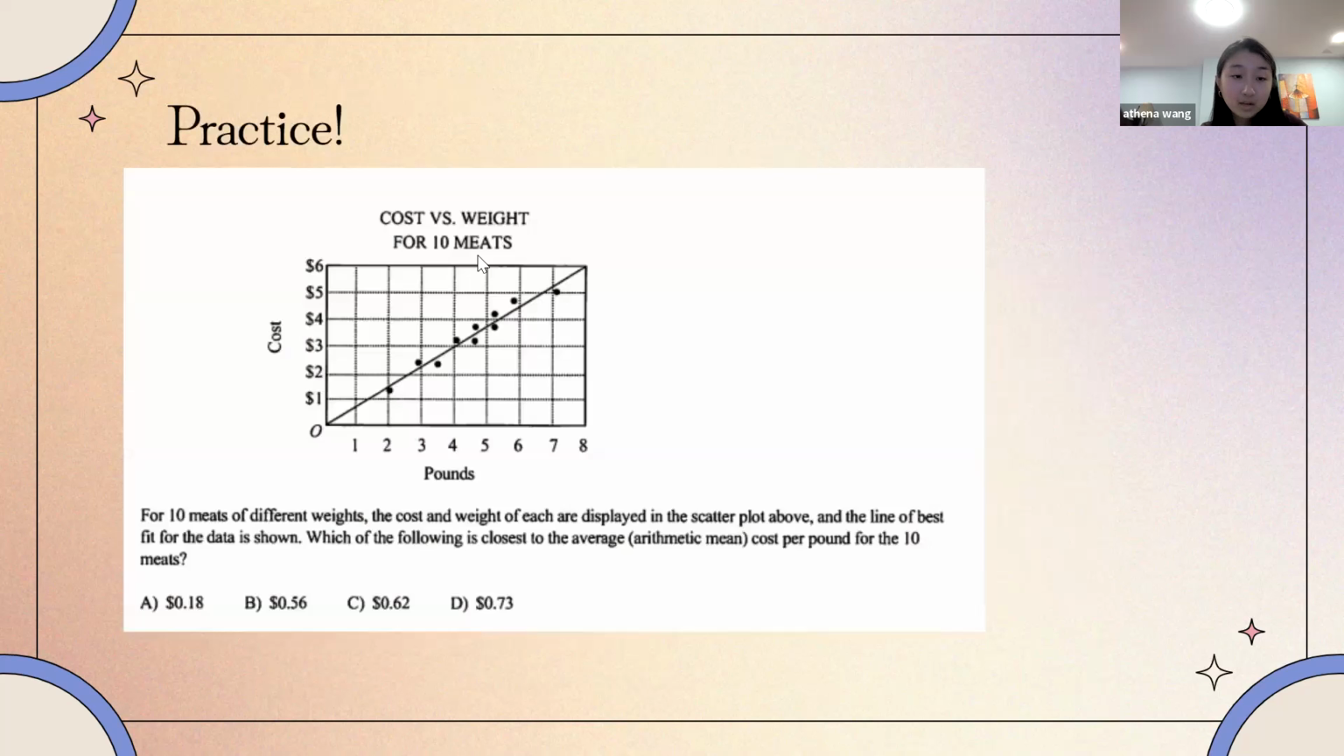Okay, we have some more practice. This is kind of like the one that we did on the test. You can try it.